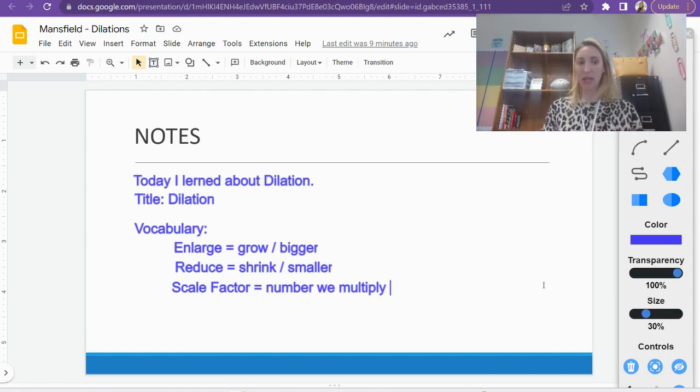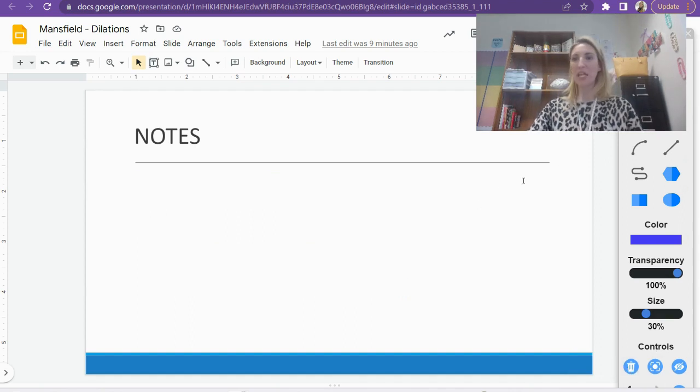In our formula, this number will be represented by the letter K. All right. So if I were you, just a suggestion, I would put the letter K over there close to scale factor and number we multiply. So we remember that that K is our scale factor. Is that all right? Up until here, are we good? We have a few more notes. I'm going to have to clear that. Okay. So we can go to the next part.